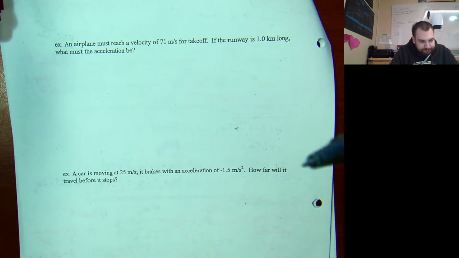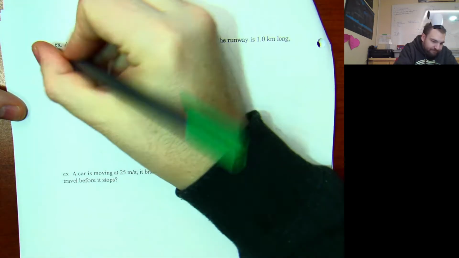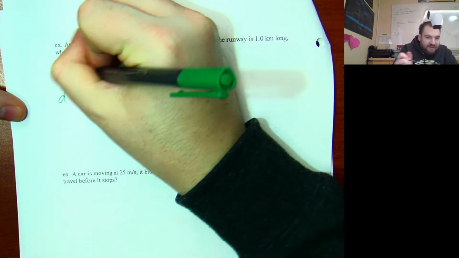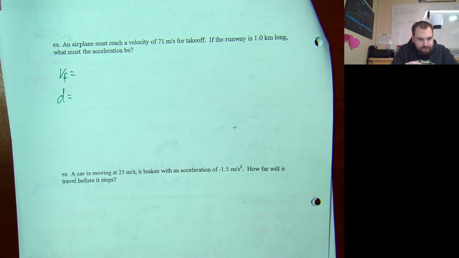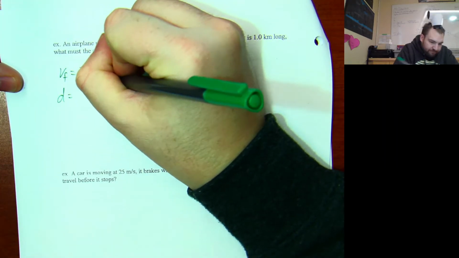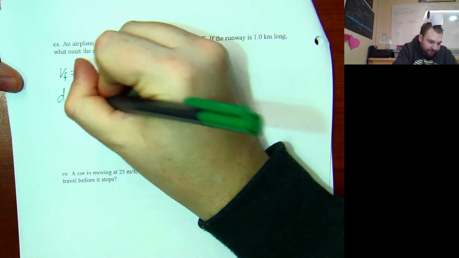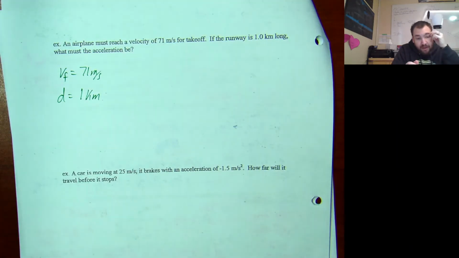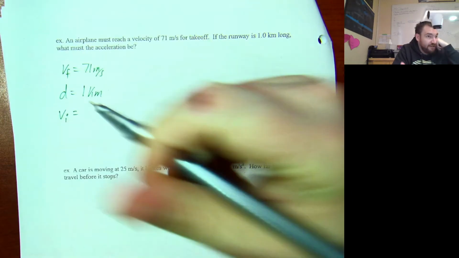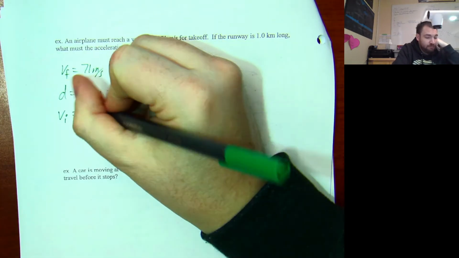Connor, you've got a final velocity and you have displacement. What's my final velocity? 71 meters per second. What's my displacement? The 1 kilometer. Okay. What else do I have? Typically, initial is 0. Yeah, for an aircraft taking off, often they start not moving.